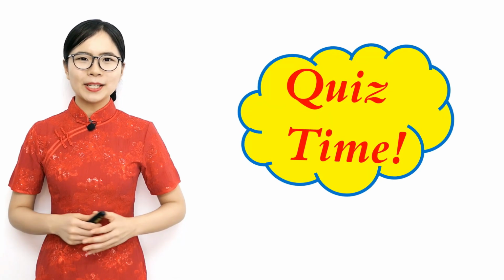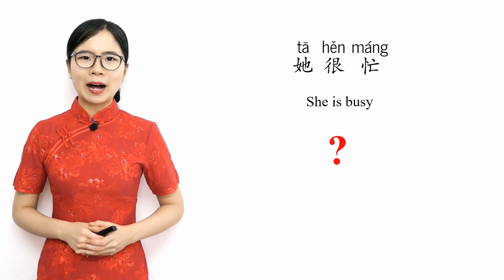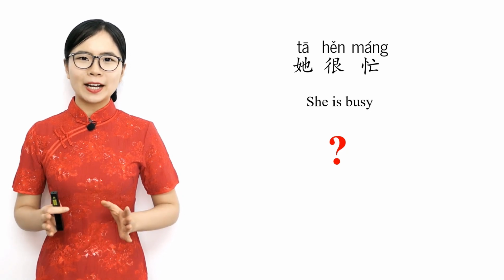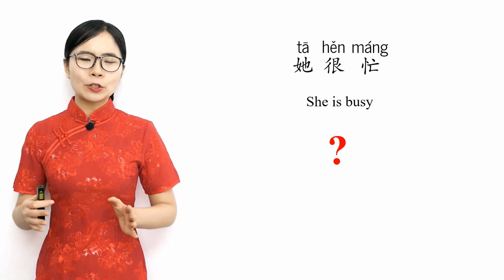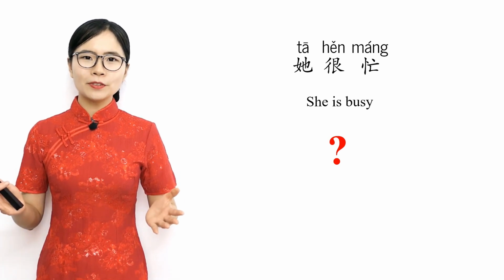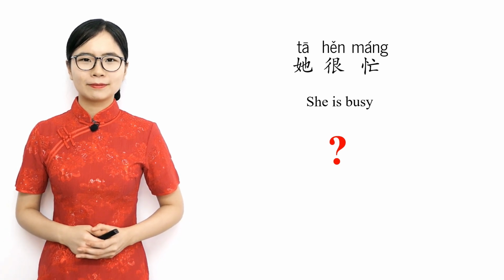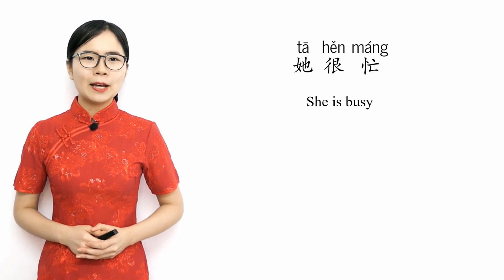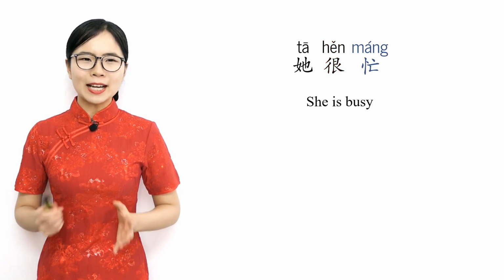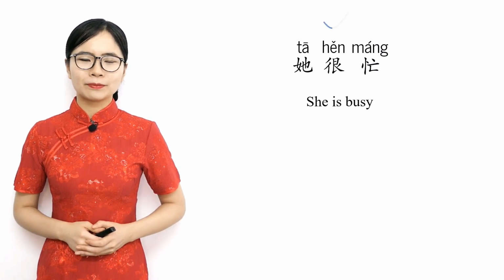Okay, let's have a quiz. In the phrase 她很忙, she is busy, how could you pronounce the third tone for 很 when speaking more quickly to make this easier to say? Would it be the full third tone, half third tone, or rising third tone? That's right. Because 很 is followed by a syllable that uses the rising tone, it could be pronounced with the half third tone.